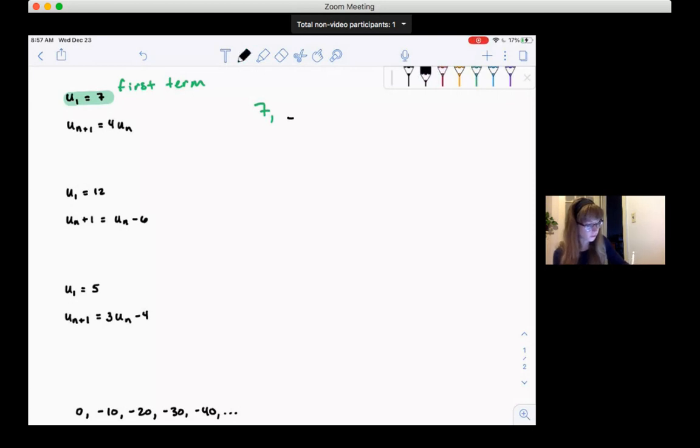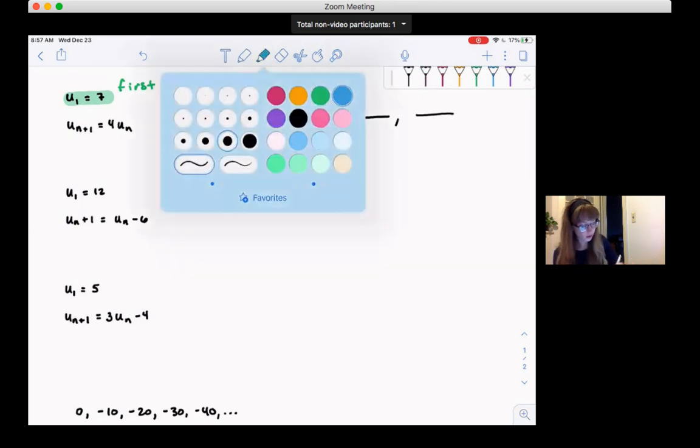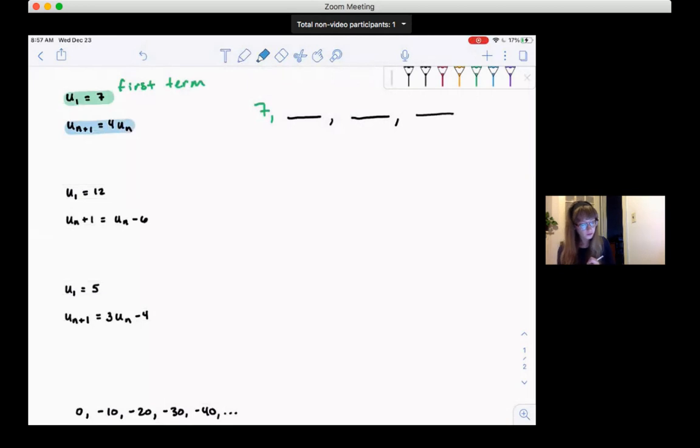Then we want to know, okay, what are the next couple numbers in the sequence? And that's where our rule comes in. So un plus 1 equals 4 times un. This basically is saying that the next term is equal to 4 times the current term. So whatever term you're at, you multiply by 4 to get the next term.